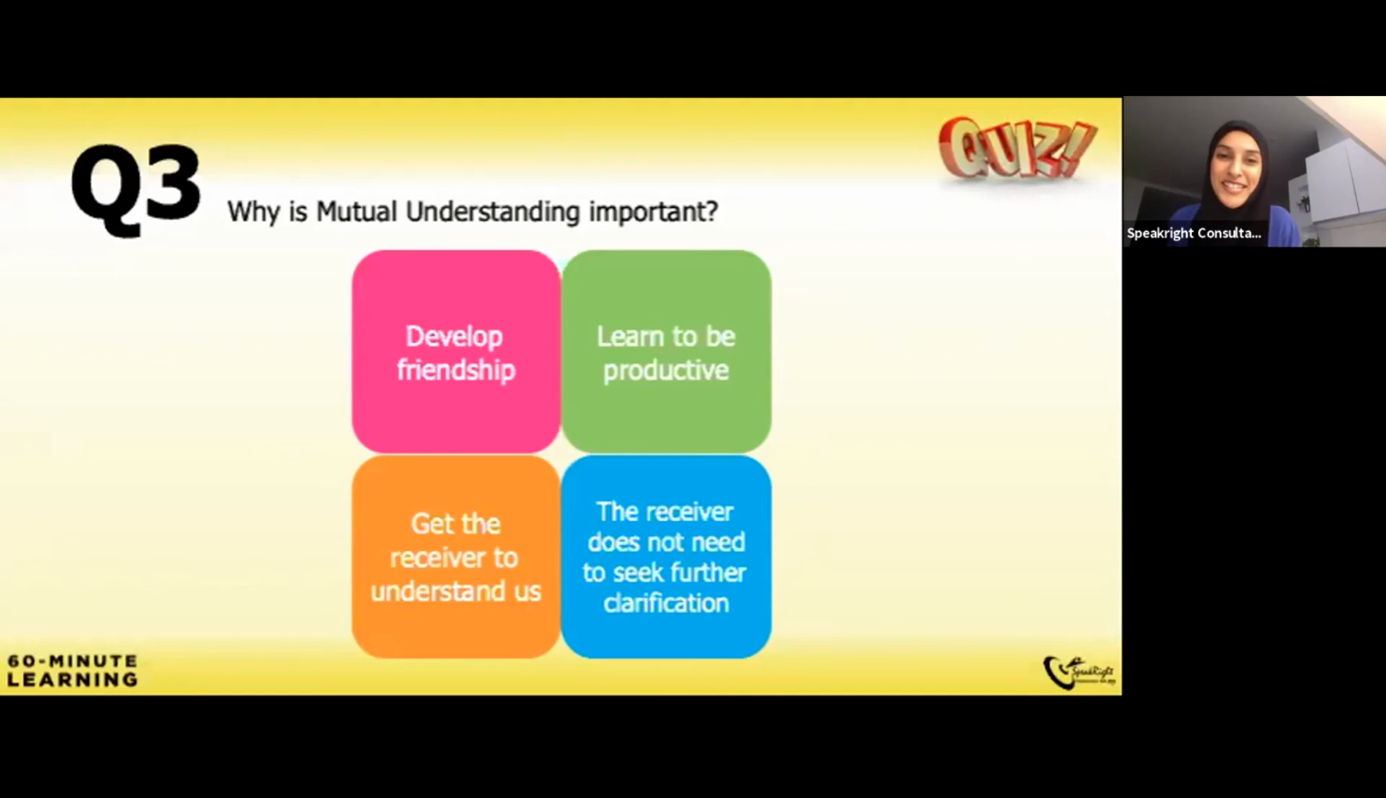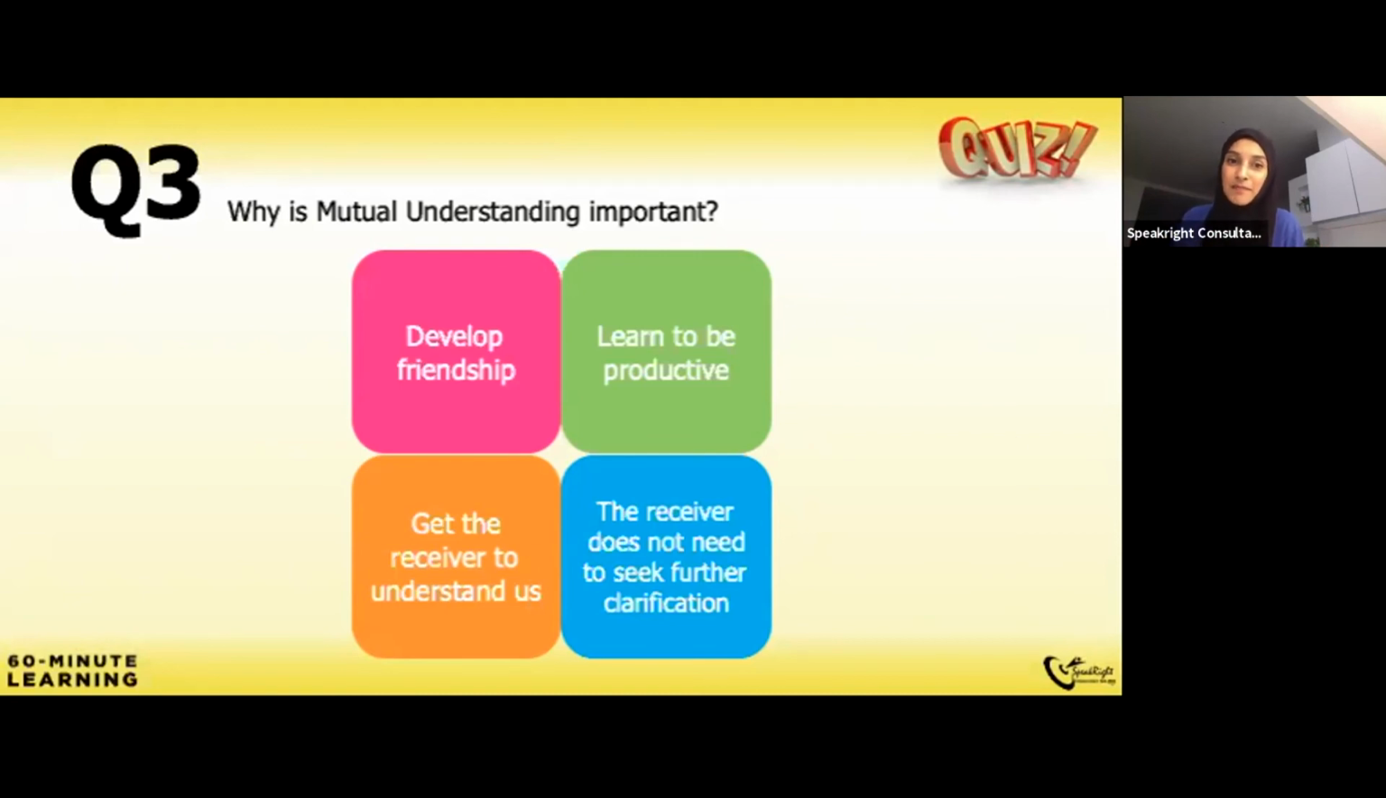Right, PK Chin. Okay. So the receiver does not need to seek further clarification. Remember, all right? When there's mutual understanding, the person is clear about what to do. She does not need to call back to us to ask what she needs to do. So the receiver does not need to seek further clarification.